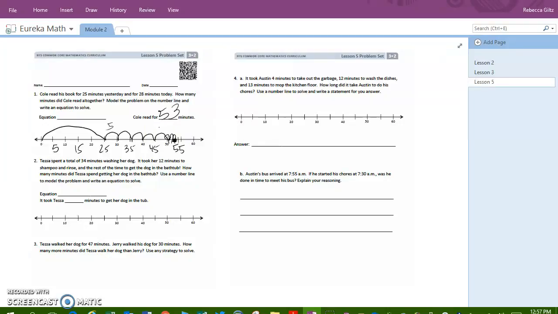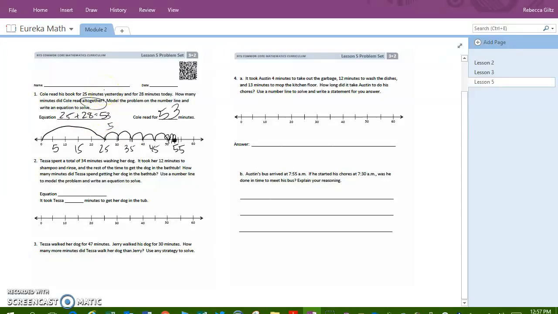The equation that we would need to show how much he read altogether is an addition equation. This word altogether gives us the clue that when you see altogether, that's addition. So we're going to say 25 plus 28 equals 53. Okay?